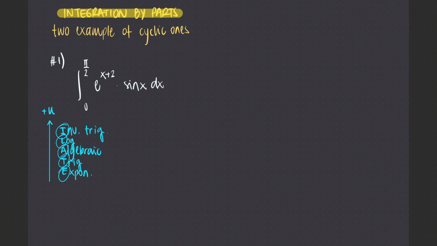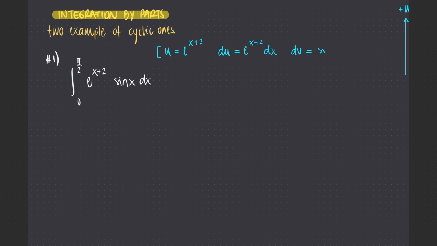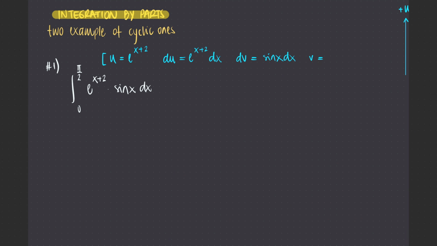Whenever we mix, for example, a sine with an e to the x or some variation of that, meaning a trig with an exponential, we get a cyclic type of integration by parts. And in those cases, it doesn't really matter what you choose for u. You can choose u to be the trig one or the exponential one. Either way, it's going to work. So let's say that in this case, we're selecting u to be e to the x plus 2, meaning that du is e to the x plus 2 dx. Our dv is sine of x dx. Therefore, v is the integral of sine, which is negative cosine of x.